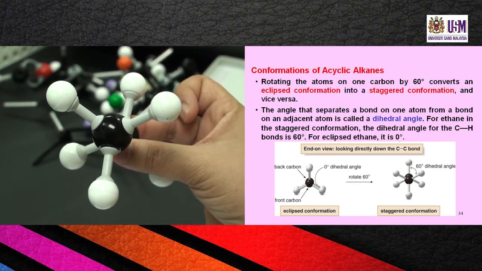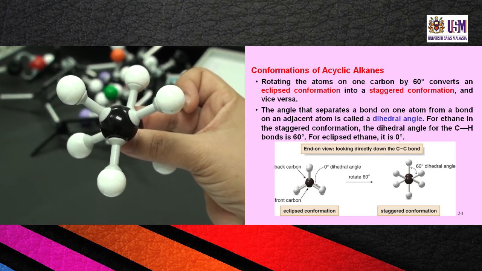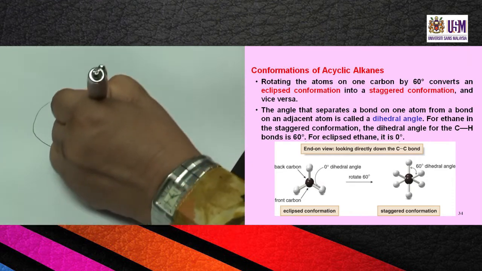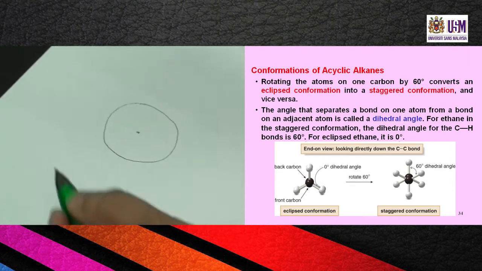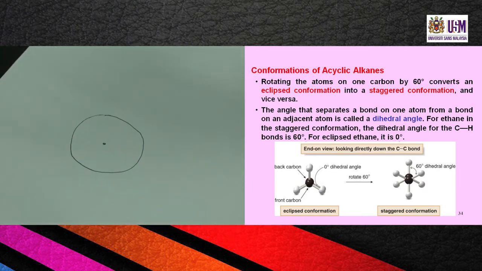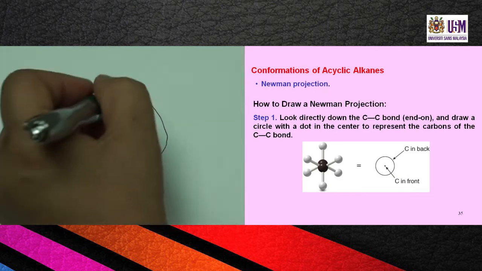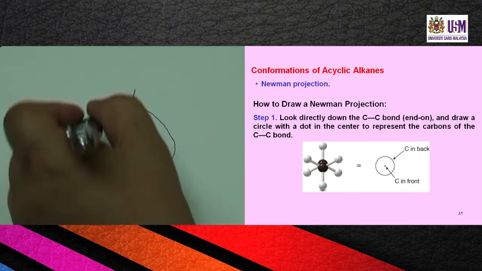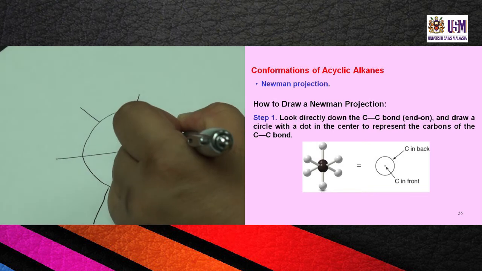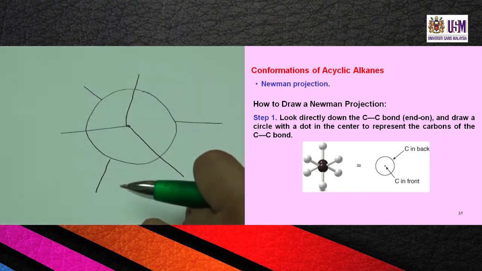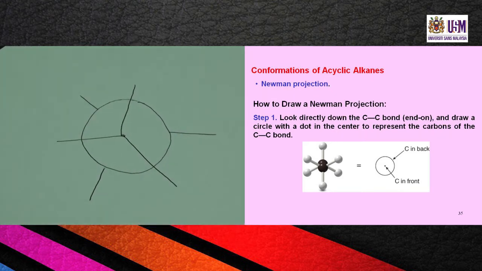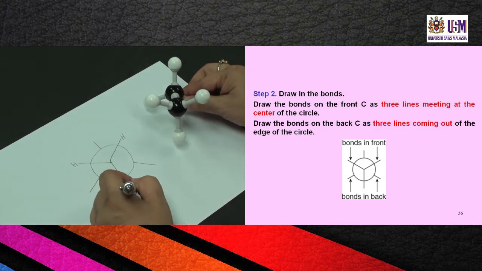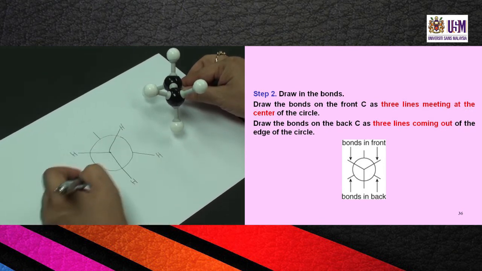We are now going to draw a Newman projection. Look directly down the carbon-carbon bond, and we draw a circle with a dot in the center to represent both the carbons. We draw in the lines of the bonds. First, the three lines in front, and then we draw the three lines at the back. These are the bonds in front, and these are the bonds at the back. We add in the hydrogen atoms on each bond. There are three hydrogens on each carbon atom, three in front and three at the back.